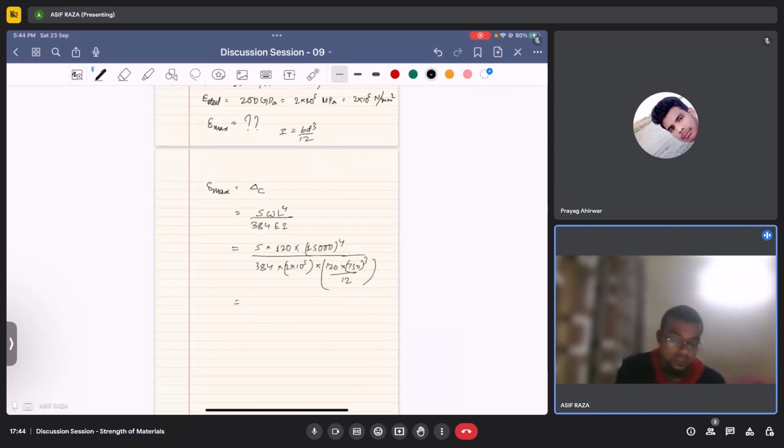Now all that is left is to calculate. So we'll just calculate now. 5 into 120 into 15,000 to the power 4 into 12, divided by 384, divided by 2, divided by 120 and divided by 750 cube.